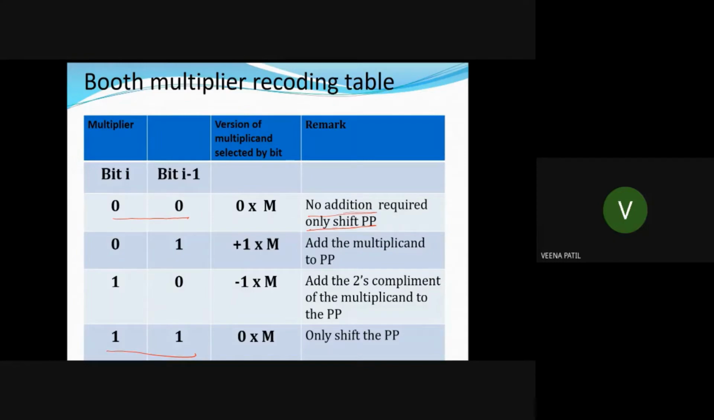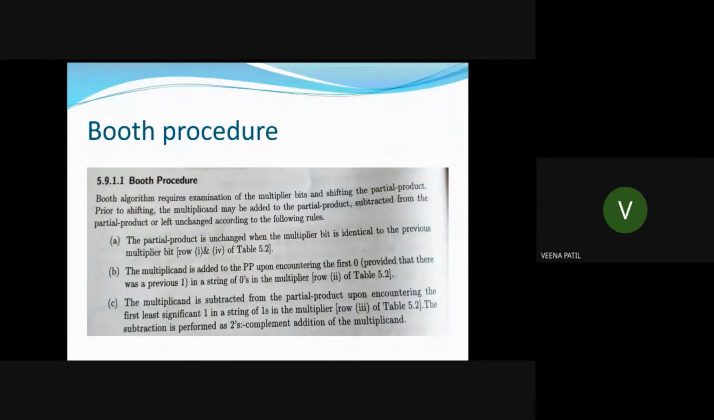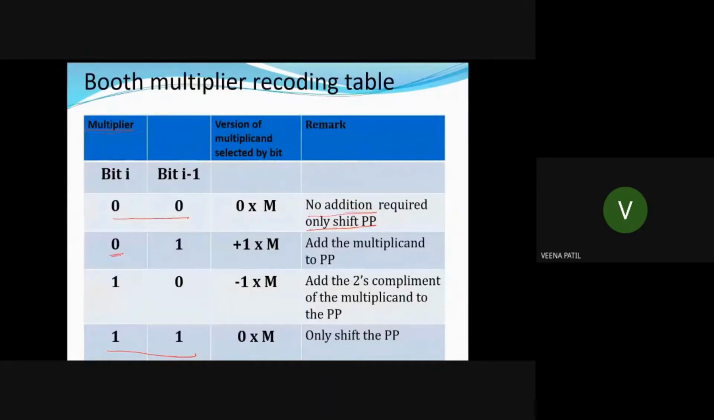What do I need to observe? I need to observe the multiplier bits. In the multiplier bits, the ith bit and i minus 1th bit, if both are the same, then only shift has to be performed. No addition has to be done. And the second rule is the multiplicand is added to the partial product upon encountering the first 0 in a string of zeros in the multiplier. That is, if the ith bit is 0, then what you have to do? You have to add the multiplicand to the partial product.